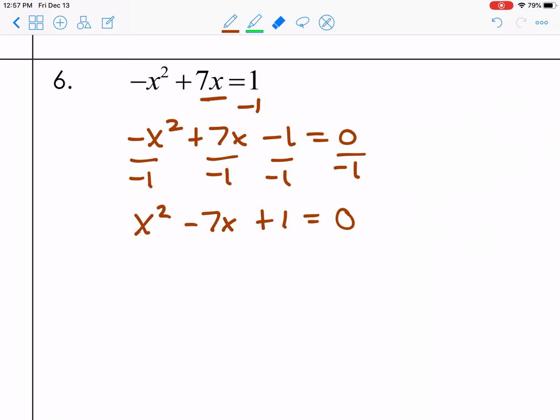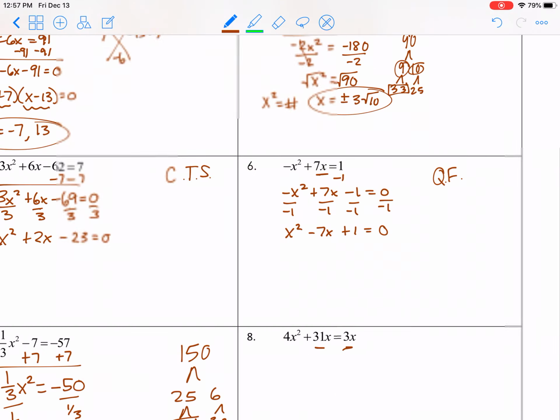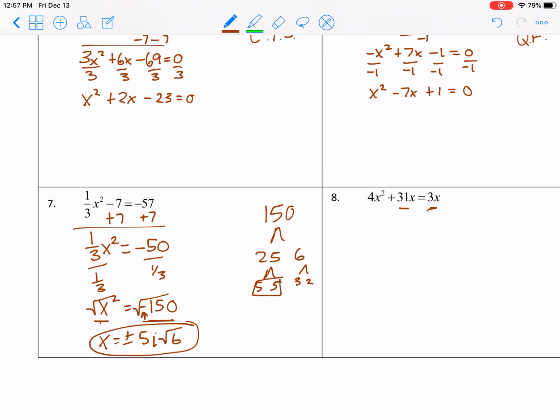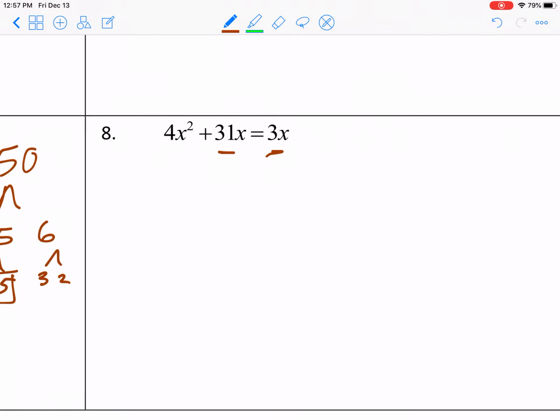Let's check completing the square. When a is 1, like in this case, is b even? And the answer here is no. So this would be one of my last resorts. I'd use the quadratic formula for that one. Okay, 8 we did already. Sorry, 7 we did already.